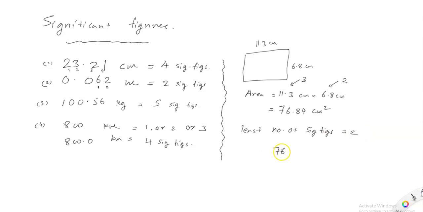We have 76.84, which has 4 sig figs. How do we reduce this to 2? We have to round this and make sure we only have two digits in the answer. So when you do that, we round this to 77 centimeters squared, right? So that is the significant figure rule when you do math operations like multiplication or division.